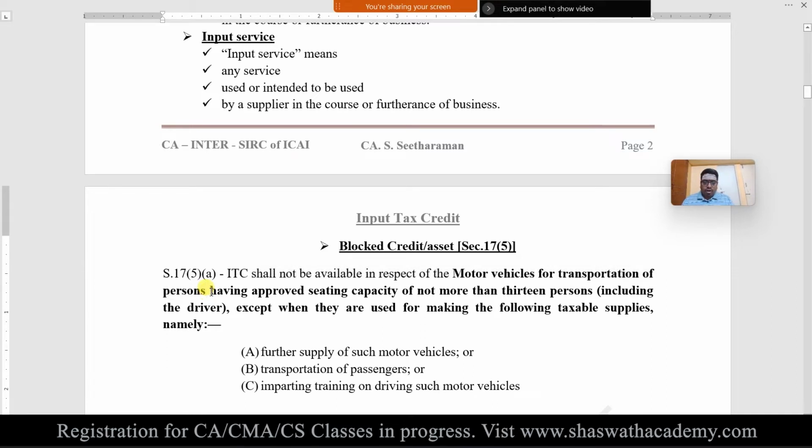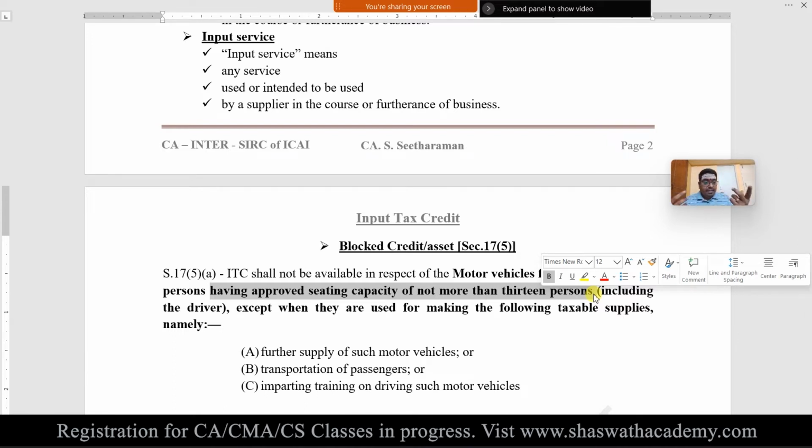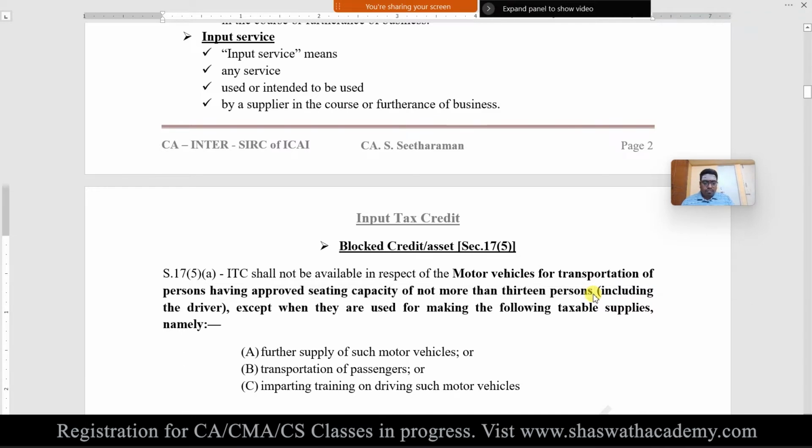Okay, sir. Transportation of person, all vehicles blocked, sir? No. Having approved seating capacity not more than 13. That means vehicles with 13 or less than 13 seating capacity only are blocked. If I have a transportation of person vehicle which is having seating capacity of 14 or more, tell me, my dear, whether it will come within the scope of block. No, it will not come into the scope of block. Therefore, seating capacity is to be very carefully approved. Okay, sir, 13 or less than 13.